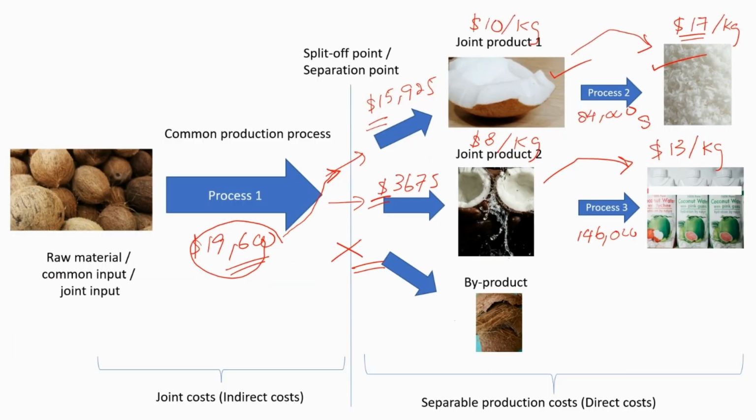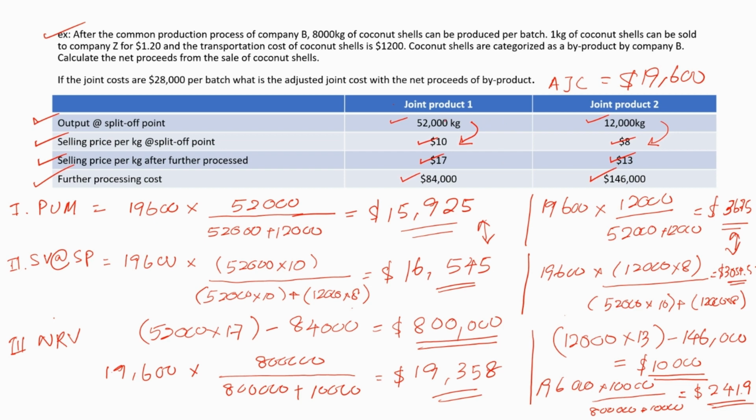So for the desiccated coconuts, the net realizable value is $800,000. For the bottled coconut water, the net realizable value is $10,000. Now we have to calculate the sales value at the split off point for both joint product 1 and joint product 2. So for joint product 1, the sales value at the split off point is equal to 52,000 multiplied by 10. For joint product 2, the sales value at the split off point is equal to 12,000 multiplied by 8.